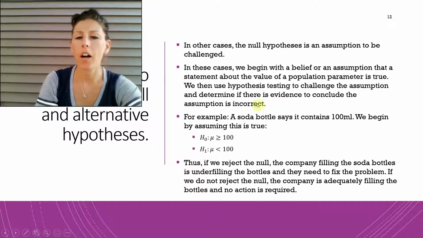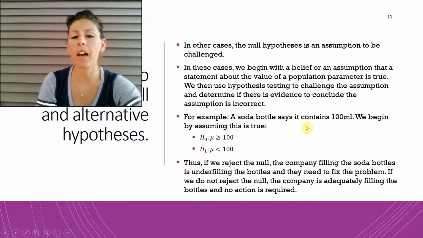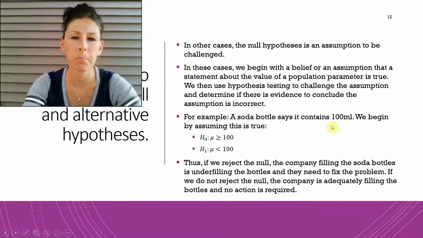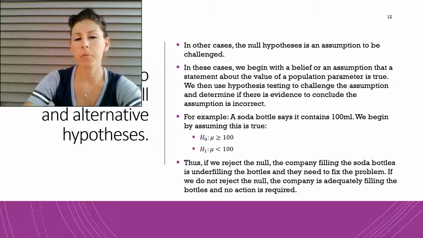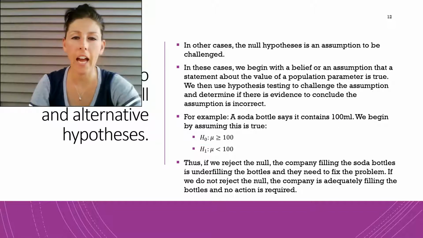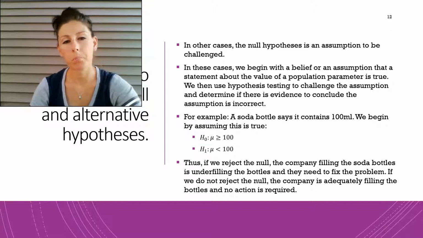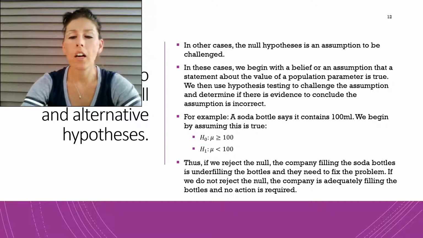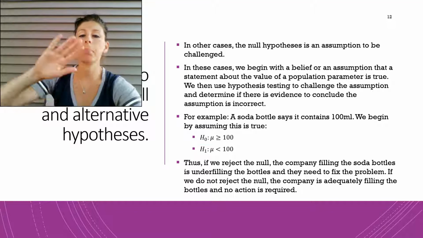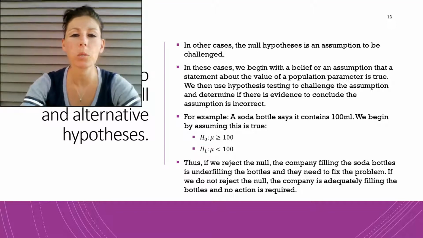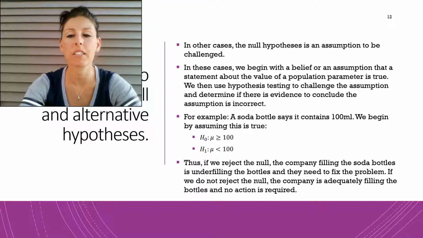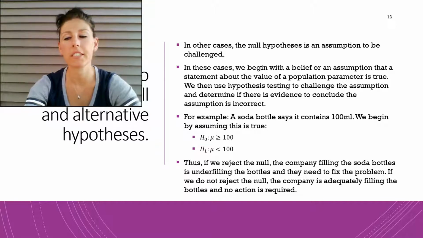So let's say that we have a soda bottle that we look at, and it says that it contains 100 milliliters. Obviously every bottle doesn't have exactly 100 milliliters in it. Production processes make it pretty close, but the whole idea is that the mean of the sampling distribution is equal to 100 milliliters. That's what it's basically saying. So when we calculate our sample statistic, it's an estimate of our true population parameter.